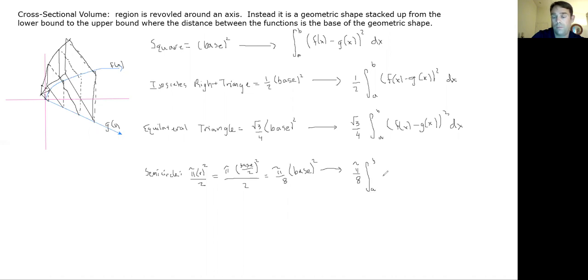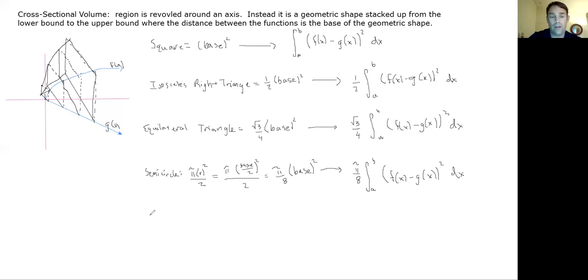And again, it's f of x minus g of x squared. Now we don't have an axis here, so we don't have to worry about trying to figure out is it the function minus axis or axis minus function, because there is none.